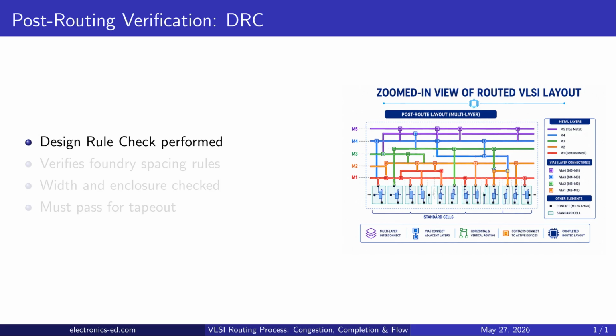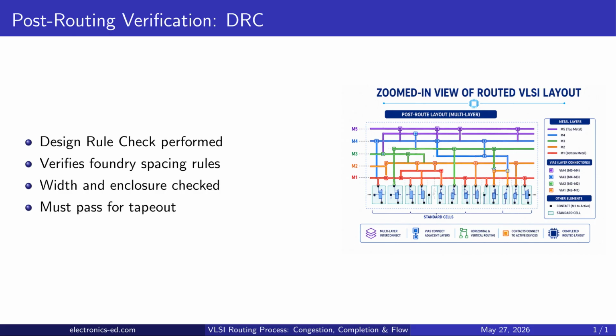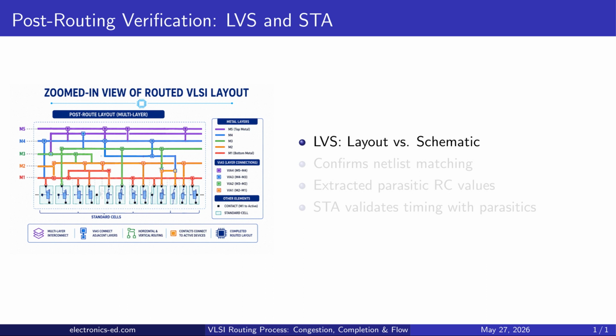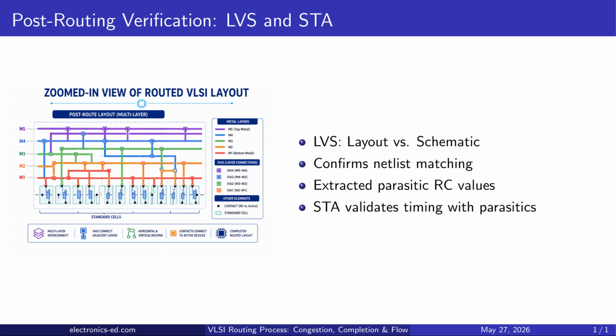After routing, we perform Design Rule Check, or DRC. DRC verifies that all foundry spacing rules are met. It also checks width and enclosure rules. Your chip must pass DRC for tapeout. LVS stands for Layout versus Schematic. It confirms that the routed layout matches the original netlist. We then extract parasitic RC values from the geometry. Finally, static timing analysis validates timing with those parasitics included.